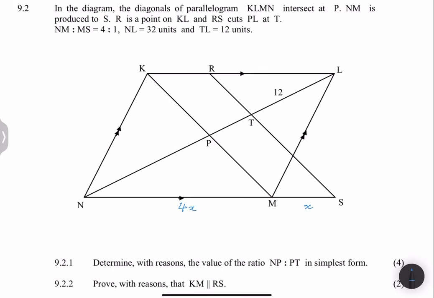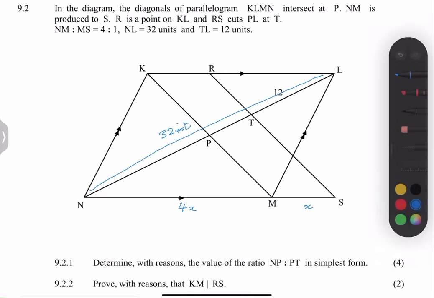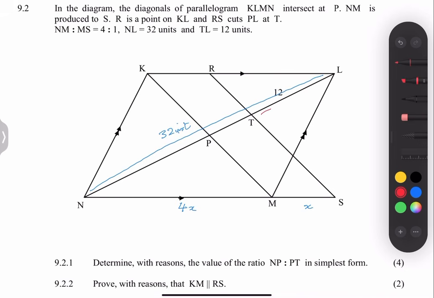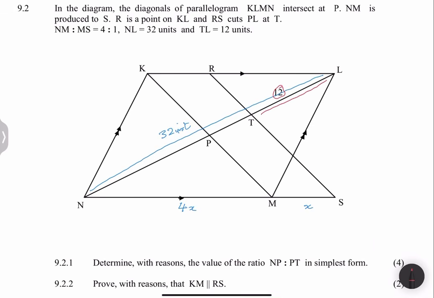Right, so we know that we've been given NL, which is that entire side. They told us that is 32 units, so I'm going to draw it in blue there. They've also given us TL. I'm going to take another color, so we know that TL is 12 units. They've indicated it there. Now, first of all, they want us to determine, with reason, the value of the ratio of NP to PT in its simplest form.